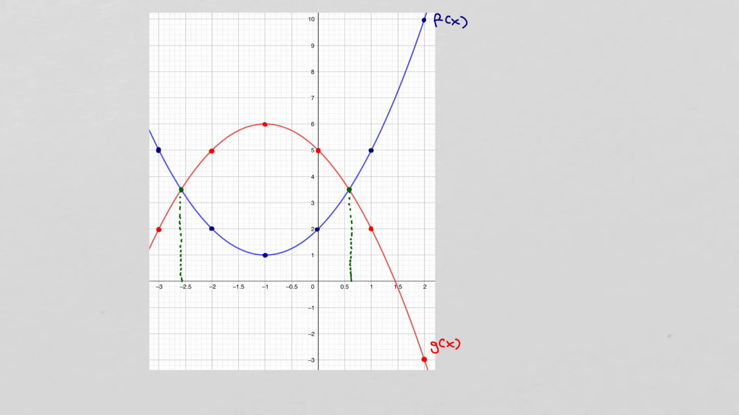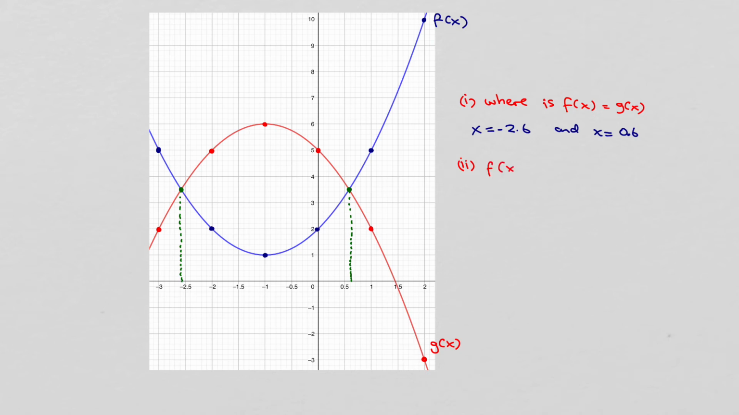So the question then asks us to use our graph to estimate where do the graphs meet. So for what x values is it equal? As I said, we can see there from the graph that it's minus 2.6 and also 0.6 approximately. So depending on how accurate your graph is, we'll all have slightly different answers, but should be almost the same.